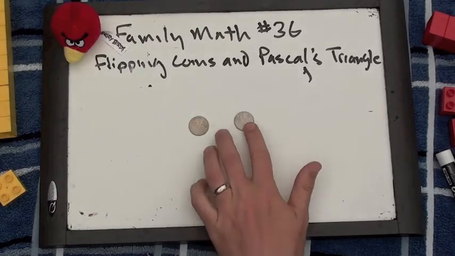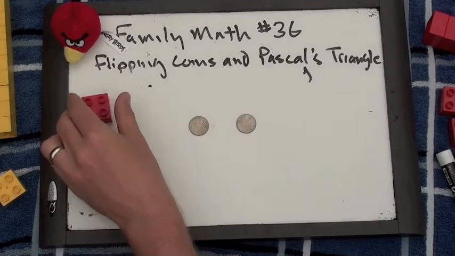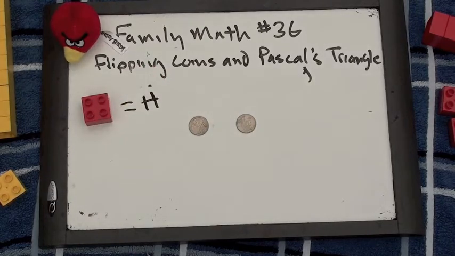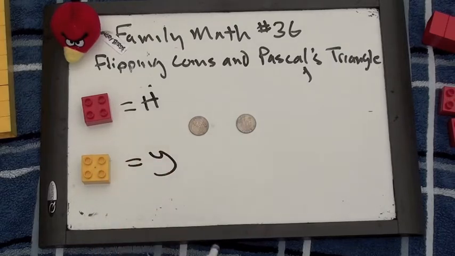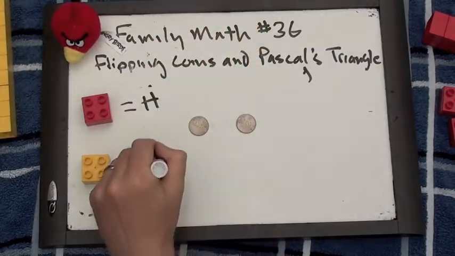Today we're going to talk about flipping coins and Pascal's triangle. I have some quarters here, but they're probably going to be hard to see. So instead of actually flipping coins, I'm going to represent heads with a red brick, and tails with a yellow brick.